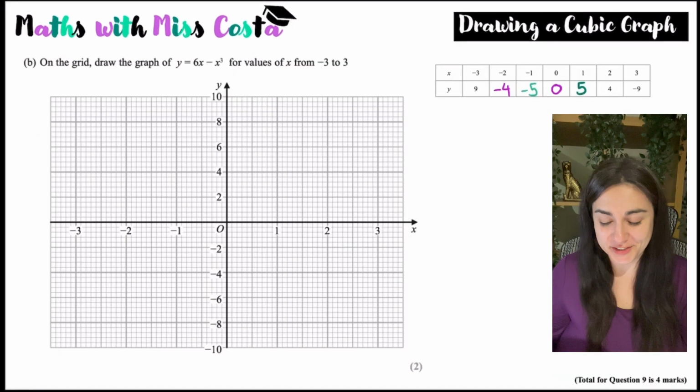So the next part of the question is just asking you to draw the graph, and you always do that from your table of values. So you start by plotting.